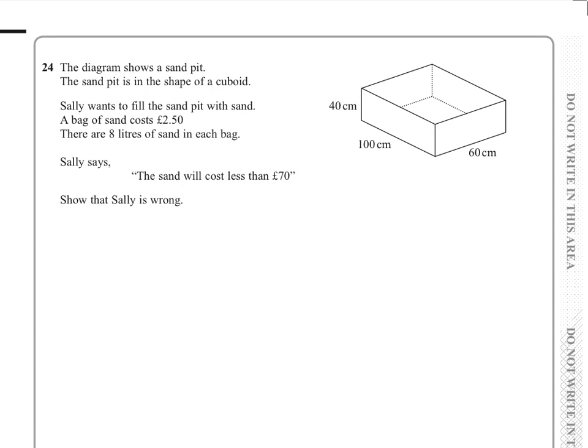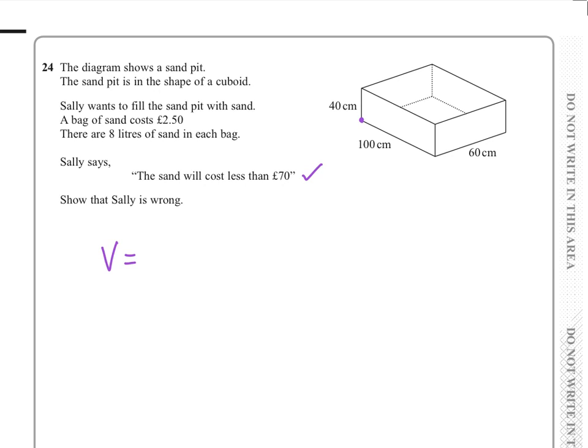Question 24. The diagram shows a sand pit, and it's in the shape of a cuboid. You've got to work out whether it's going to cost more than £70 or less than £70. And then we have to test to see whether what Sally said is correct or not. So I think the first thing we should do is work out the total volume in litres of the cuboid.